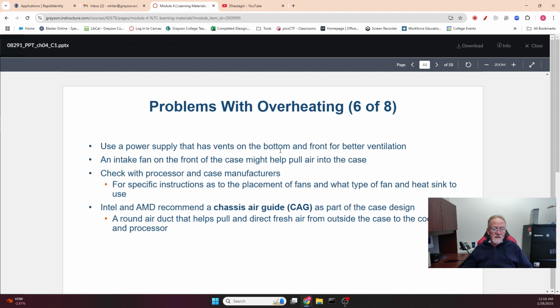Use a power supply that has vents in the bottom and the front for better ventilation. An intake fan on the front of the case also will help. You can add extra fans if you need to. Check the processor and case manufacturer. Make sure that everything you've done is according to their manufacturer's specifications. And then Intel and AMD both recommend a chassis air guide as part of the case design. Basically, it's a kind of round air duct that helps direct the fresh air from the outside. As the fan pulls it in, it aims it more at the processor.